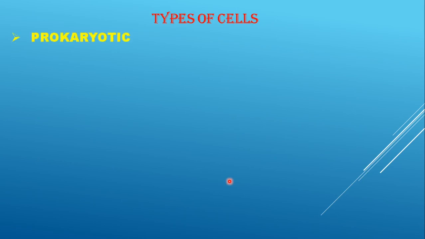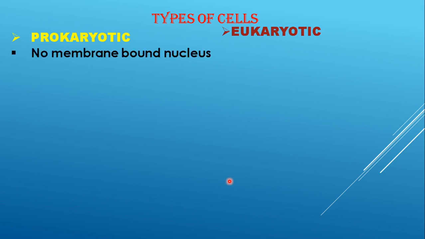Now again, types of cells: prokaryotic and eukaryotic. Let us see how to differentiate these two types of cells. Prokaryotic cells will never have a membrane-bound nucleus. Now, the structure of cells: they have cytoplasm, they have cell organelles, they have the nuclear material.